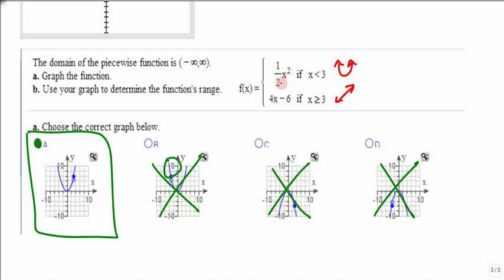This says I have a parabola opening up for values that are x less than 3. So if we count here, 2, 4, 6, 8, 10, each of these tick marks is worth 2, so 3 would be right here. And if you plug in a 3, there's a hollow point, and then I have a parabola to the left, so this makes sense. And then at 3, I should have a filled point. 4 times 3 is 12. 12 minus 6 is 6, so here's 3, 6, and then I have that positive sloping line. So this is our correct graph, part A, and you can kind of logic your way through that.